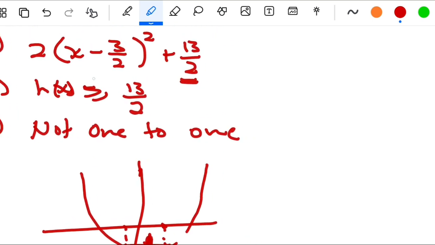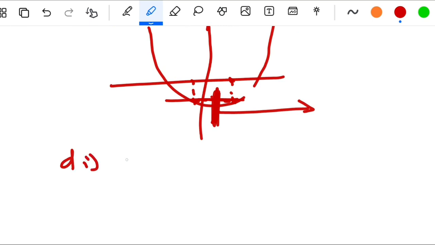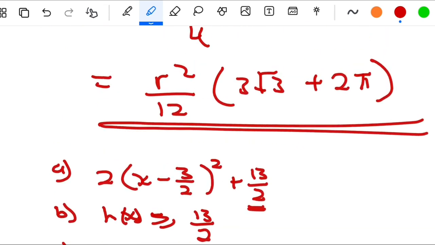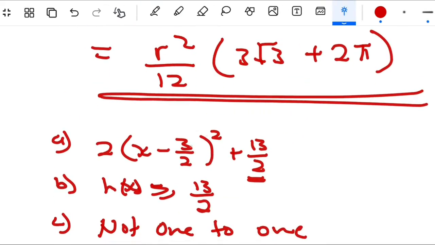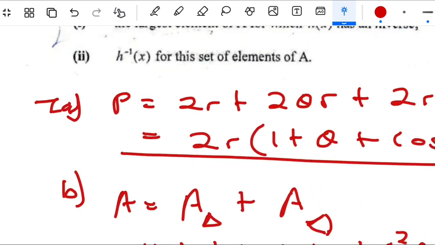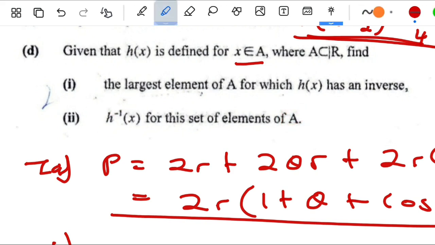So what is this value here? This value, we found it by saying, this is d item 1, by saying x minus 3 over 2 equals 0, then x equals 3 over 2. We're taking this value here, this one, from our completed square. Okay, then item 2 says find the inverse of h for this set of elements. So now that we've defined that new domain, we can now find the inverse. So let's find the inverse.